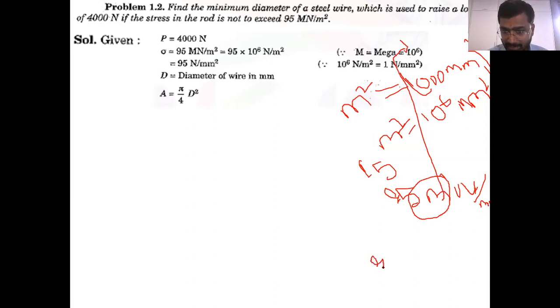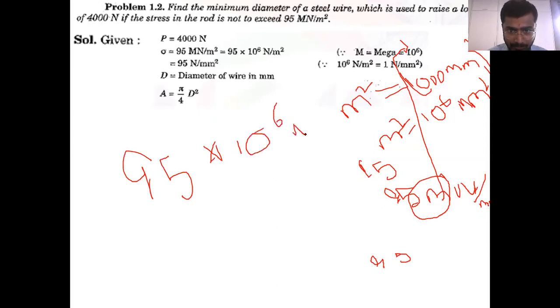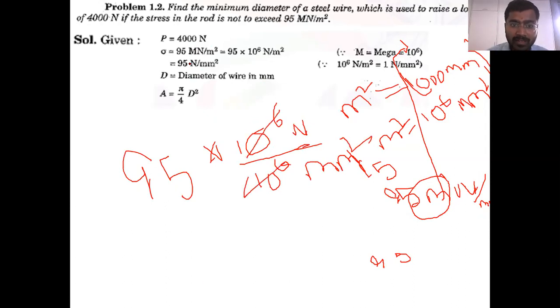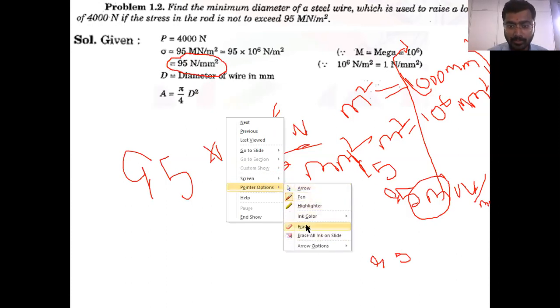So I can write that as 95 into 10 to the power 6 Newton, divided by 10 to the power 6 since I have converted meter square into mm square. So this 10 to the power 6 and this 10 to the power 6 will cancel. So we are remaining with 95 Newton per mm square. So let me rub it off.